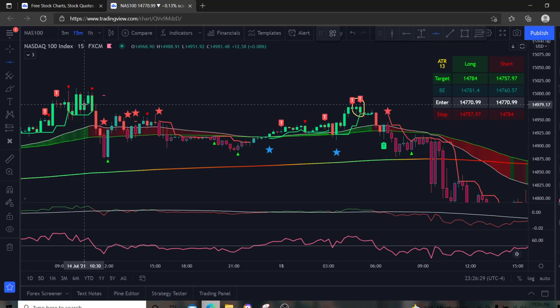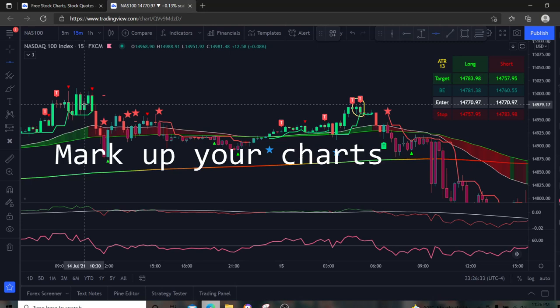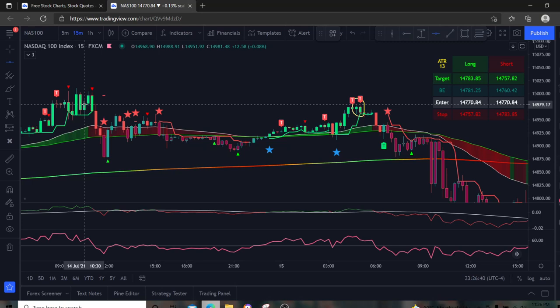I want you to do your chart analysis first. As always, mark up your charts first, then look at your indicators. Yes, you are seeing a candle pattern print here, and now you can go ahead and do your markup. The candle pattern is still part of your chart analysis, which is good, but you also have to put in your support and resistance and all that stuff.